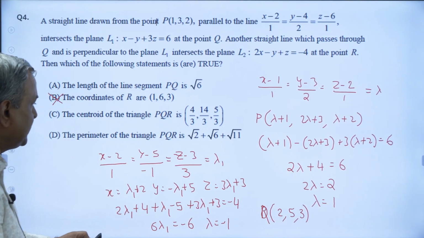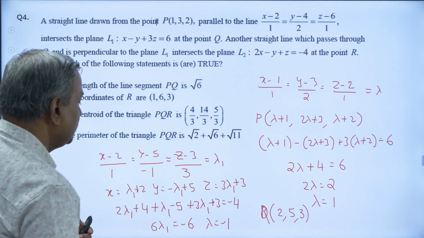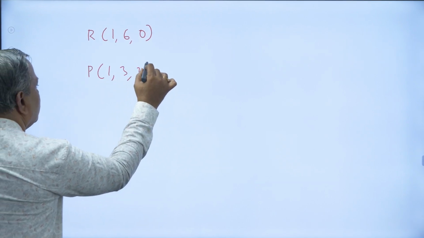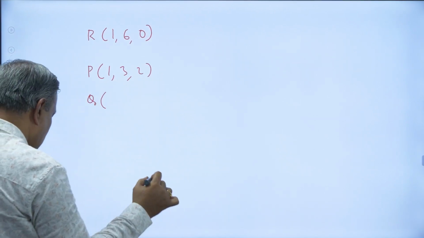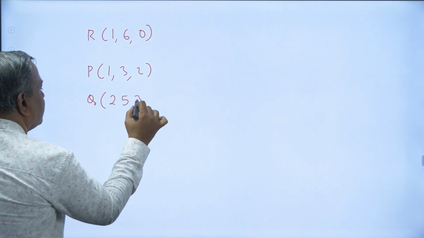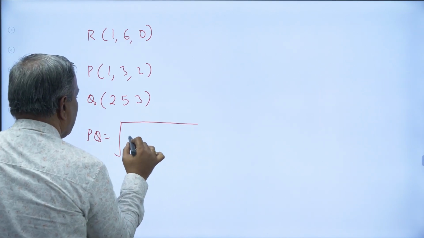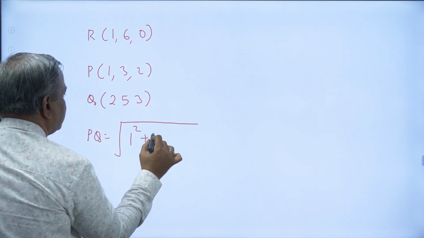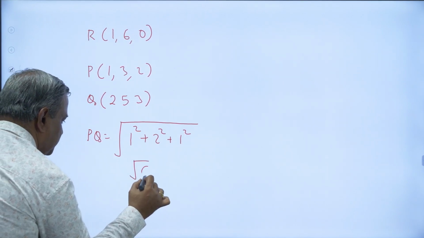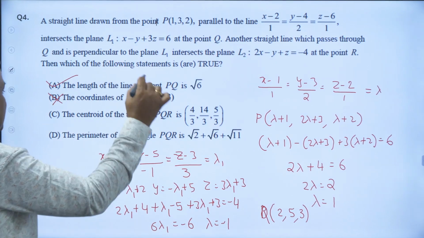Okay, now Q we got it, and they are asking PQ. P is 1, 3, 2, we already know, and Q is equal to 2, 5, 3. So we find the PQ distance. What is the PQ distance? 2 minus 1 is 1 square, 5 minus 3 is 2 square, and this again 1 square. How much do we get? Root 6. PQ is equal to root 6. So option A is correct.